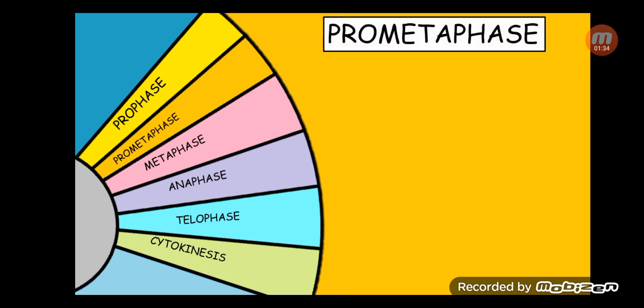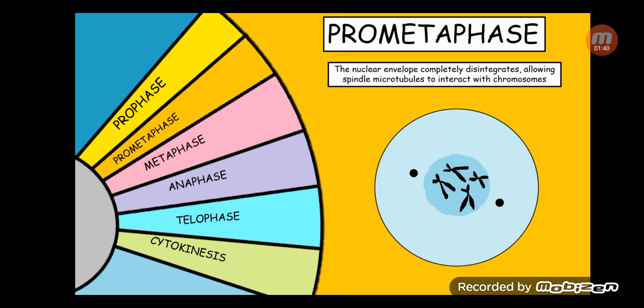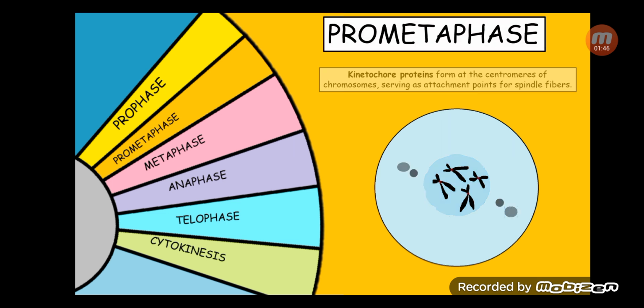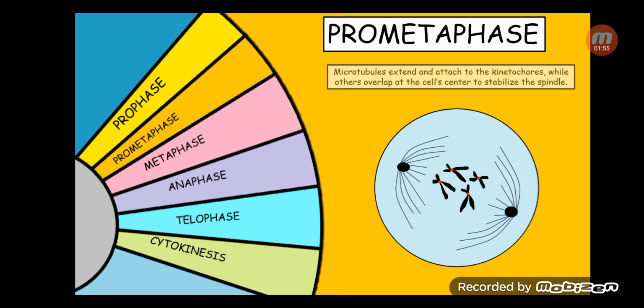Then the next phase of the M phase starts, that is called prometaphase. During this phase, the nuclear envelope completely disintegrates, allowing spindle microtubules to interact with chromosomes. Then kinetochore proteins form at the centromeres of chromosomes, serving as attachment points for spindle fibers. Microtubules extend and attach to the kinetochores while others overlap at the cell center to stabilize the spindle.